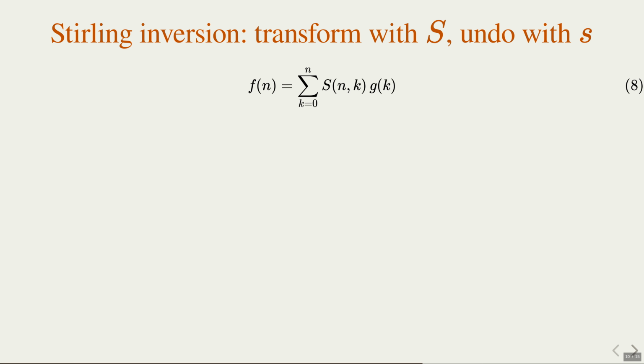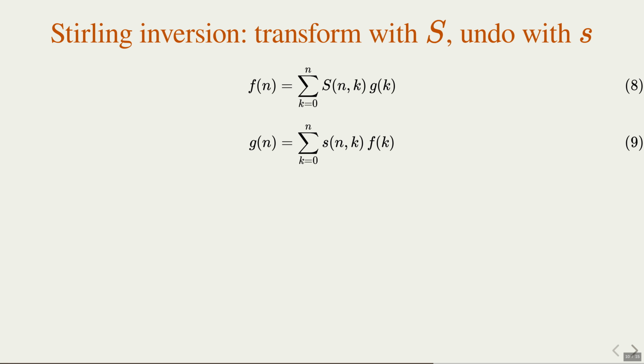Matrix inverses are not just pretty, they are tools. The tool here is an inversion formula for sequences. This is the forward Stirling transform. F is built from G using the second kind coefficients, like multiplying by the matrix S. And this is the inverse transform. To recover G from F, you use the signed first kind coefficients, which is multiplying by the inverse matrix S.